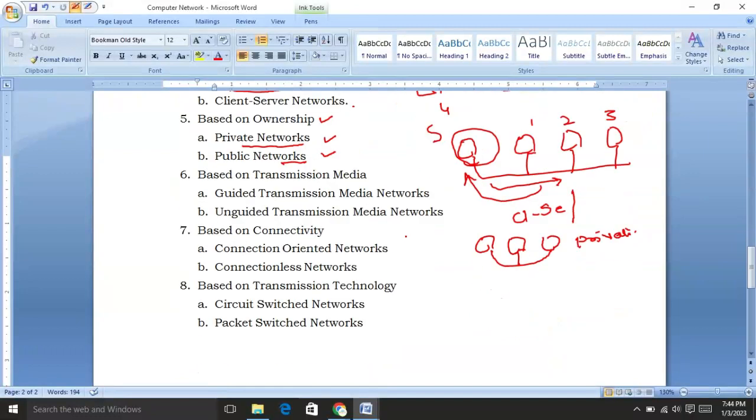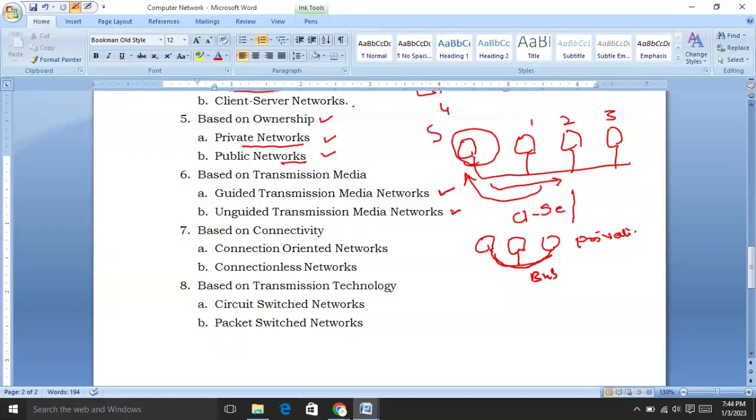Based on the transmission media, that means what kind of cables, channels or buses we are going to use. Please remember carefully, my dear students, here I am going to say channels or cables or transmission media. I am not going to use the term wires. Never use the term wire. We may call it a bus or channel or media.